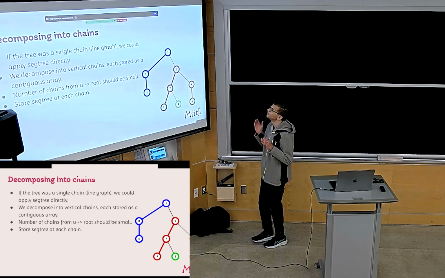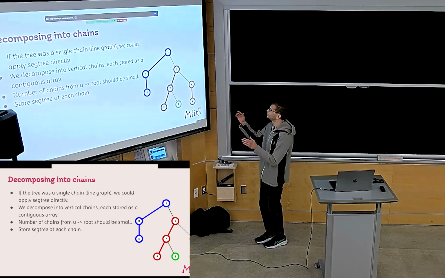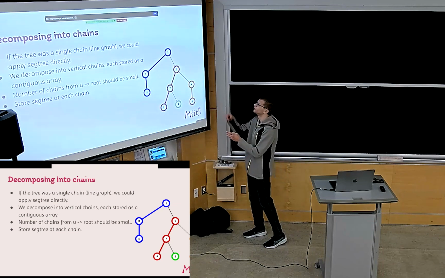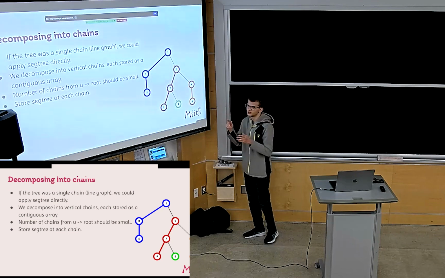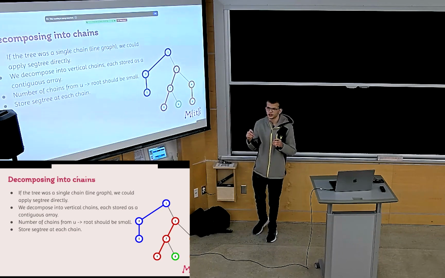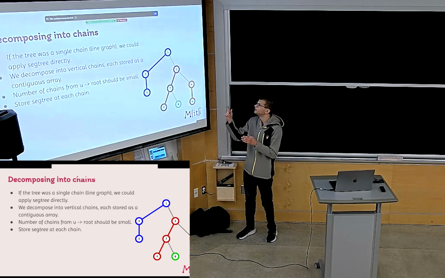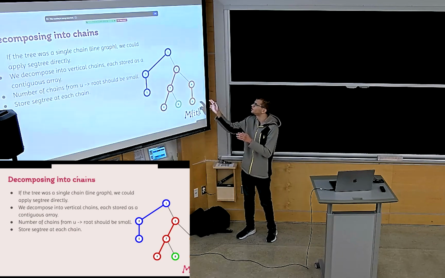So instead, we will decompose the tree into a bunch of vertical paths. And then when doing a query, we will just find the intersection of the path we are interested in with these vertical paths, and then do a segment tree range query on that intersection.